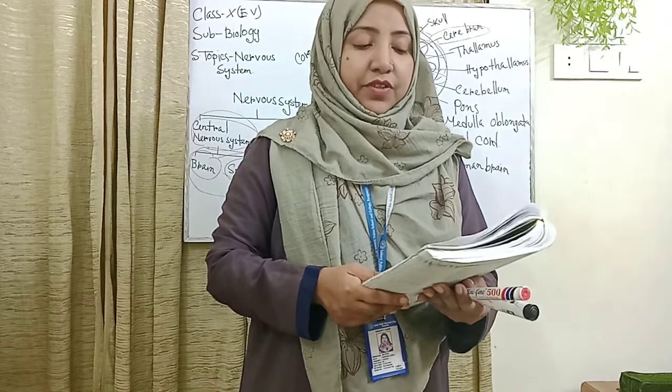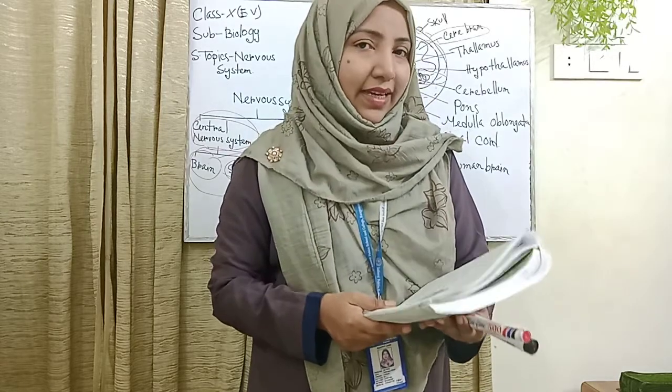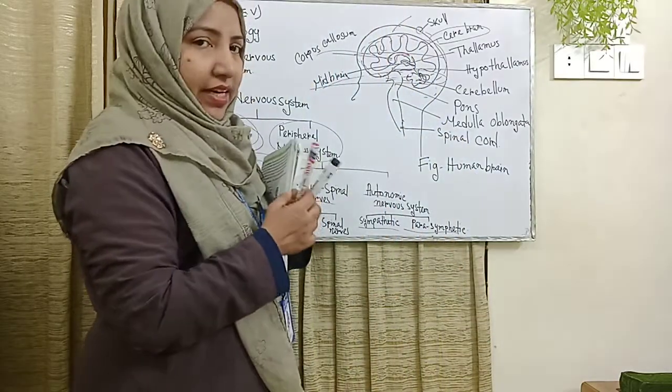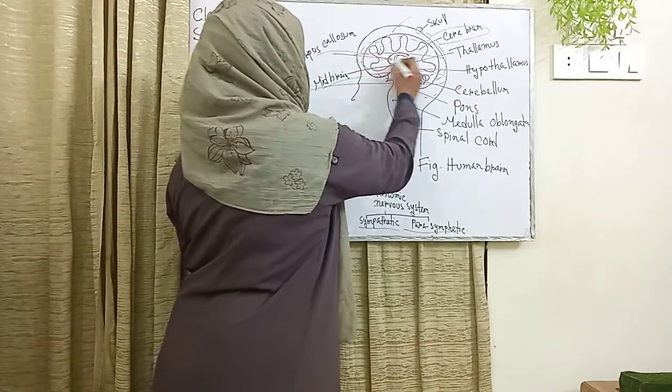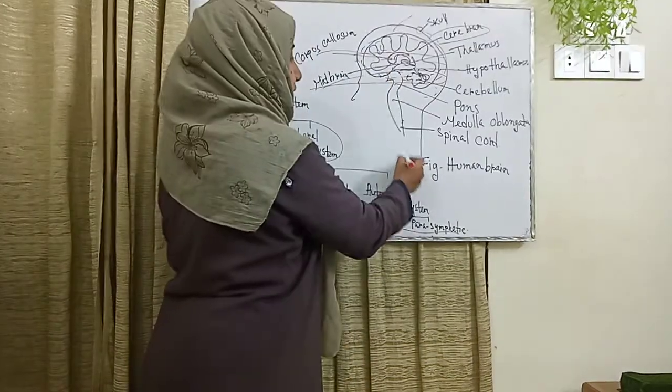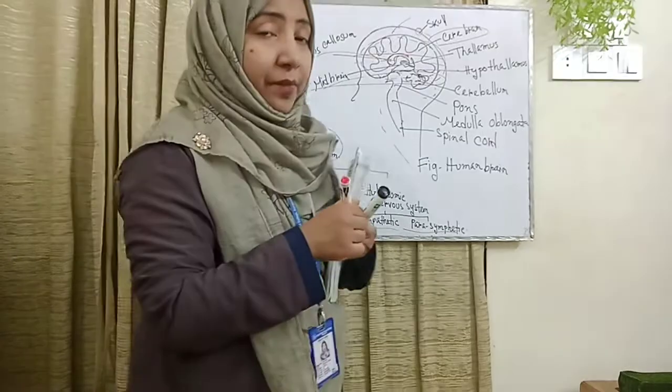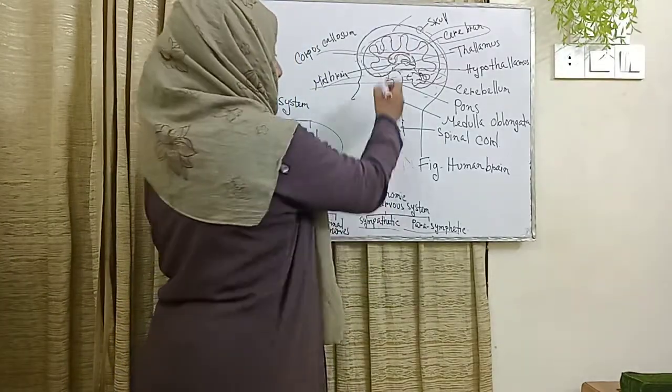It is a bridge between the forebrain and the hindbrain. Basically, it is the bridge. This structure is the forebrain and this structure is the hindbrain, and the bridge is divided by the forebrain.